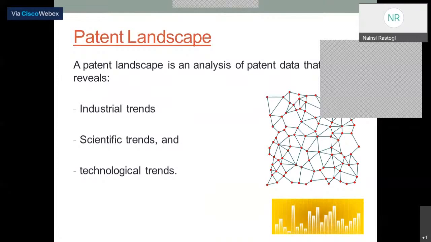So if we try to understand what the technological trend in a landscape report is, we can simply think of what industries are filing for, in what business market areas they are covering more IP. Such information is revealed by a patent landscape report. Similarly, what are the scientific trends, like in what field a company is researching? It might be possible that some companies are not in those businesses, but they are researching for future perspectives for some field. So this type of scientific trend we can get from the patent landscape data.